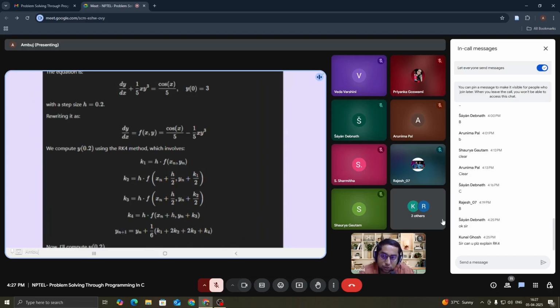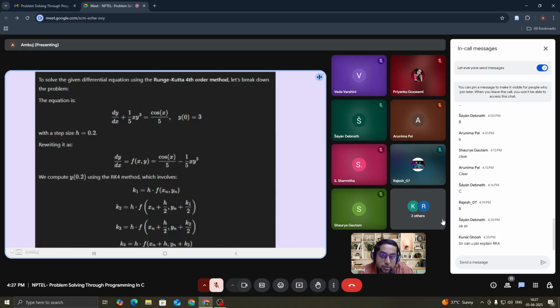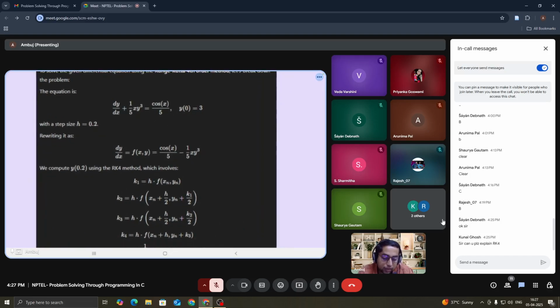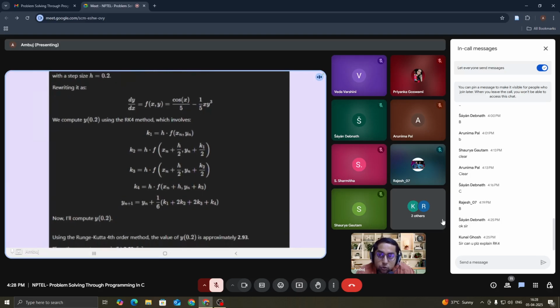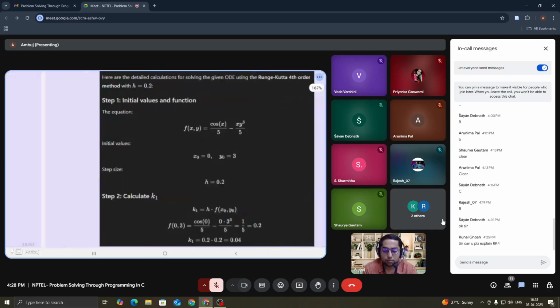All the values have been given to you. H has been given as 0.2. Try to see that xn or x0 is 0, and y0 is 3. So x0 has been given as 0, and y0 has been given as 3. Try to calculate k1. Similarly, calculate k2, k3, k4, then y at 0.2. You will be directly able to calculate y at 0.2, which is coming around 2.93, and the detailed calculation is there in the upcoming slides.